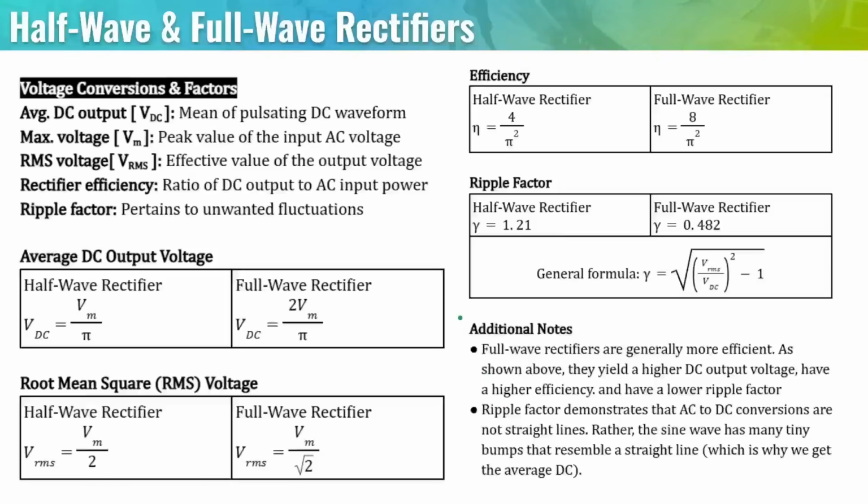Some additional notes. Full wave rectifiers are generally more efficient. As shown above, they yield a higher DC output voltage, have a higher efficiency, and have a lower ripple factor.